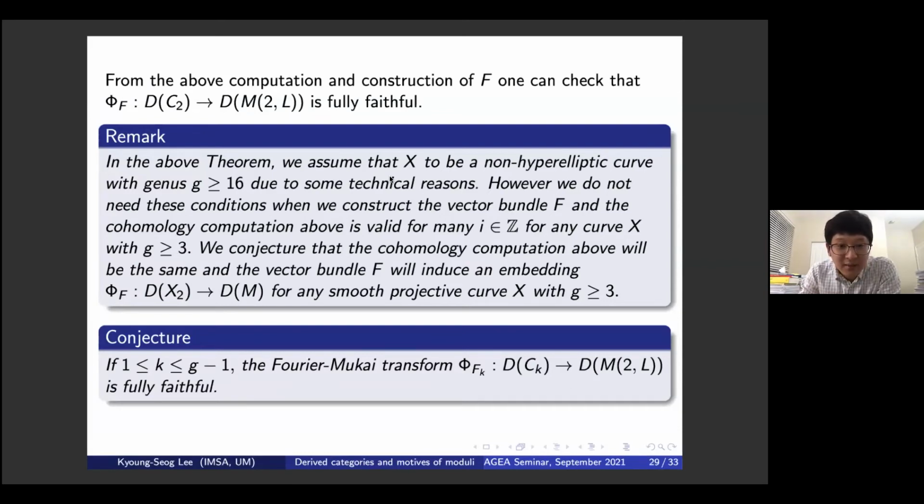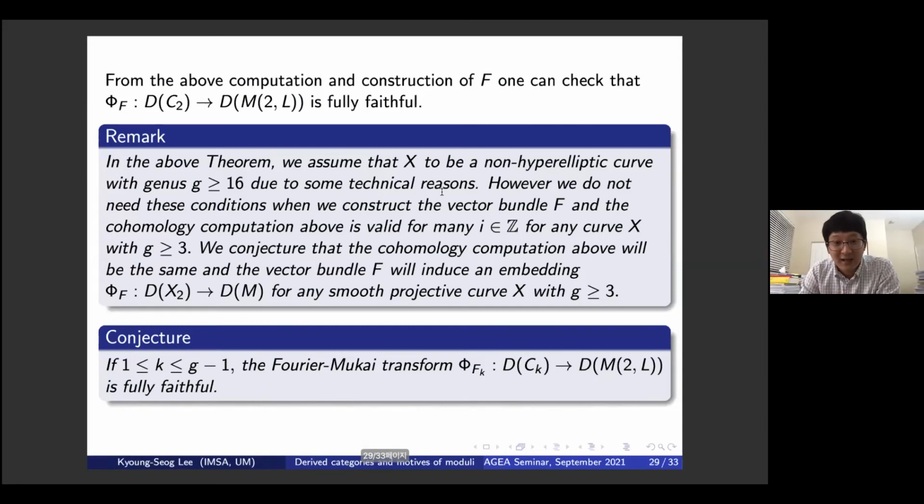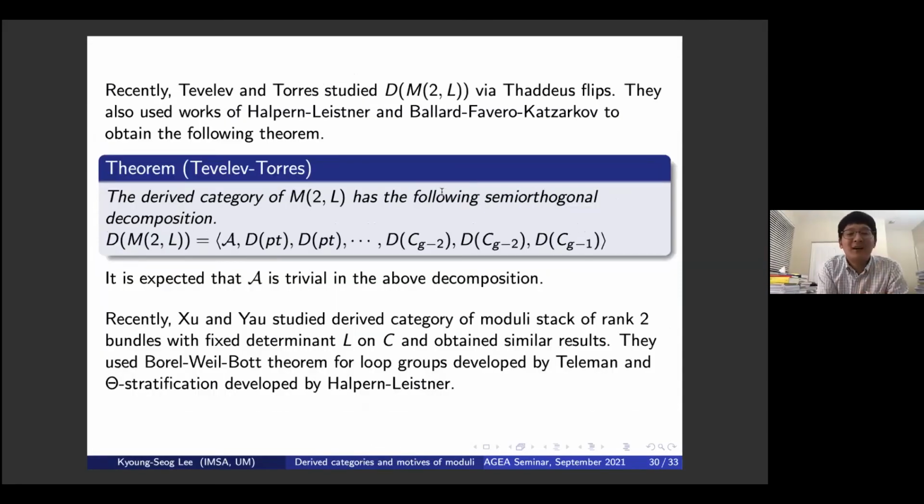We needed this assumption of a non-hyperelliptic curve with genus greater than or equal to 6 due to some technical condition, but we expect that we do not need this condition, and the computation here will be the same for an arbitrary curve with genus greater than or equal to 2. And recently, there has been lots of progress in this direction. Tebelev and Torres indeed studied this.